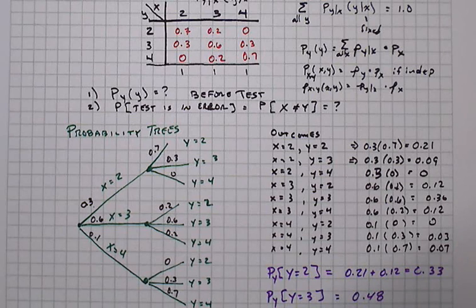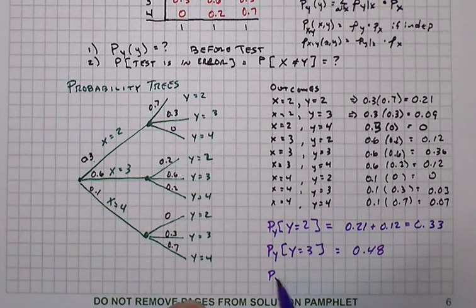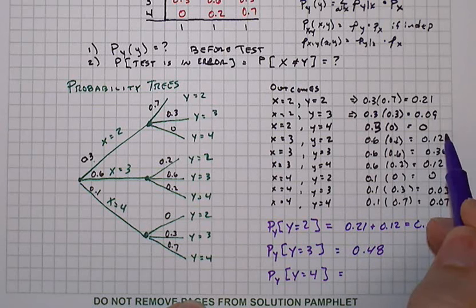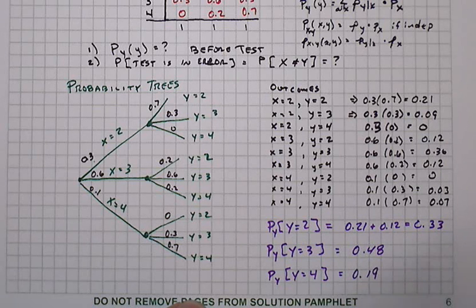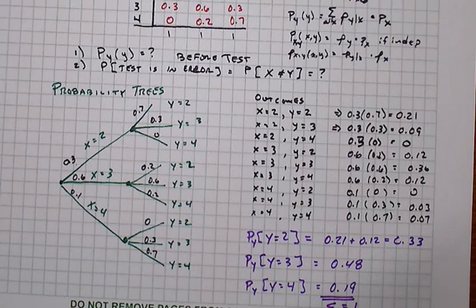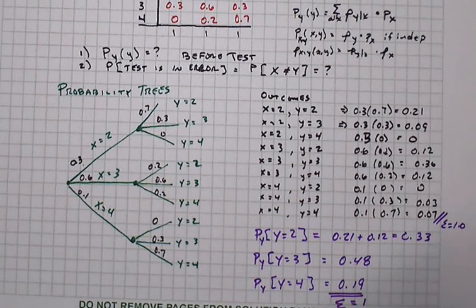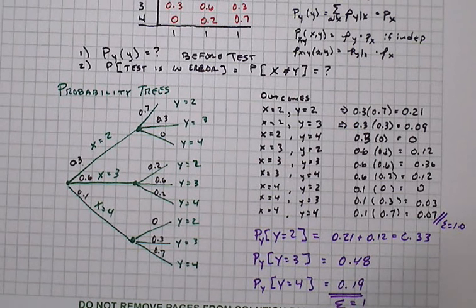And then for the last one, we'll have y equal to 4. We could take 1 minus these two, or we can do the same thing, add up 0.07, 0.12, and the 0, and we should get 0.19. Of course, add up those three, and they should be equal to 1. And they do. So that's good. Notice also, if we were to sum up all the joint probabilities, those would also equal 1, as they should. So that gives us the marginal likelihood of y: when we go and do the test, the likelihood that y is going to indicate 2, 3, or 4 are those specific values.